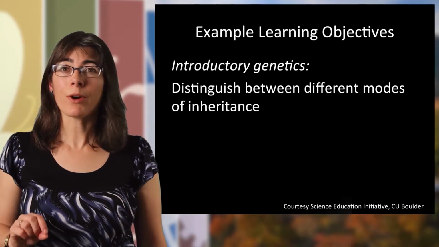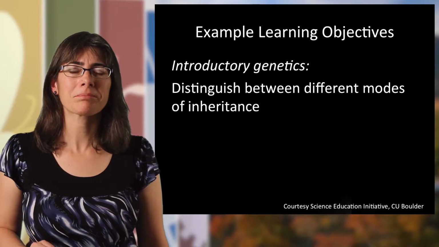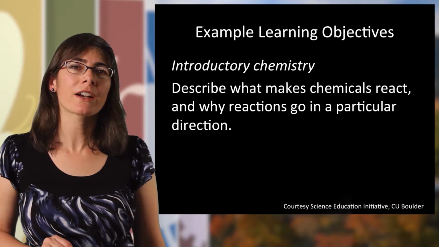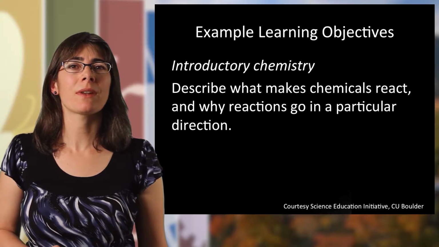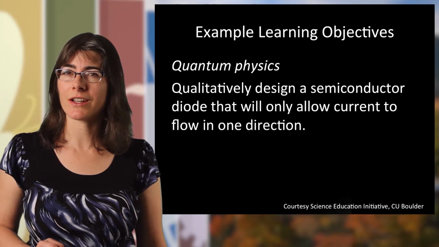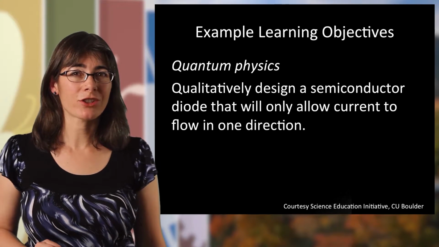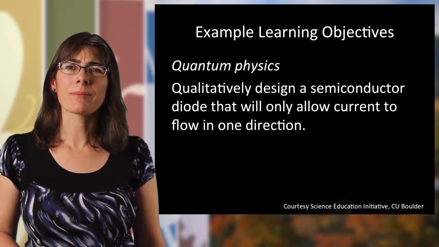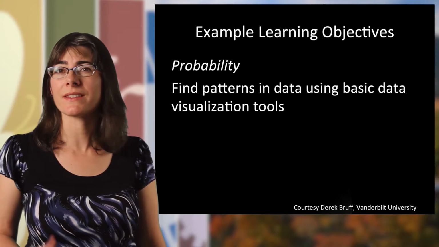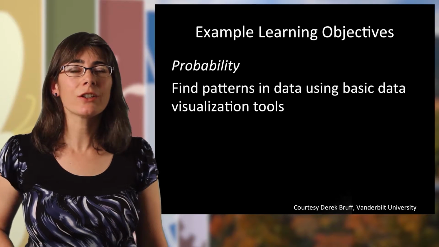Introductory genetics. I might want students to distinguish between different modes of inheritance, a fundamental concept in genetics. Chemistry. Describe what makes chemicals react and why reactions go in a particular direction. Again, really fundamental idea. Here's a more specific one. So quantum physics, qualitatively design a semiconductor diode that will only allow current to flow in one direction. And then lastly, a mathematics one, find patterns in data using basic data visualization tools. So again, a skill that we would want students to come out of that class with. So you get a sense that learning goals are something that really communicate to students what you want them to do as a result of learning in the course.